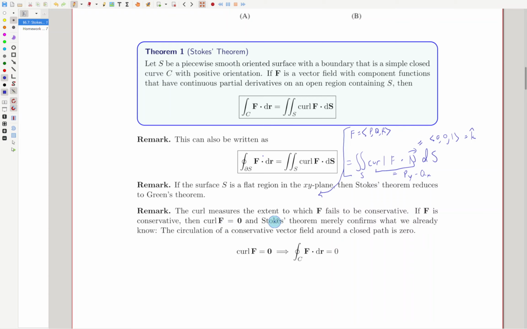Consequence of Clairaut's theorem. So in this special circumstance, when the vector field f is conservative, Stokes' theorem actually simplifies to a fact that we already know about. Right?